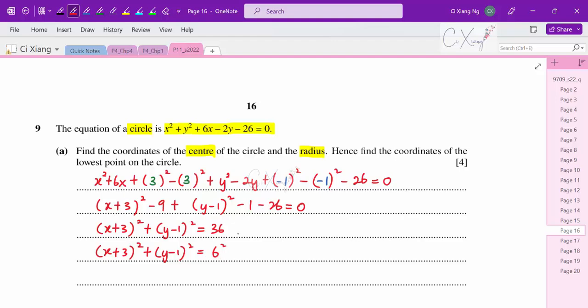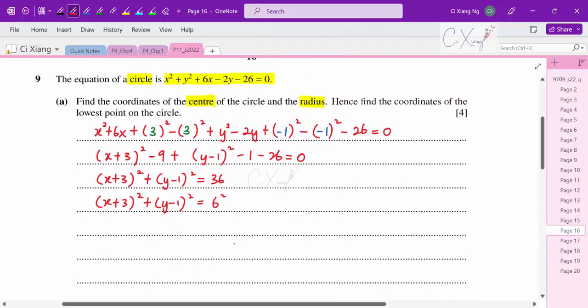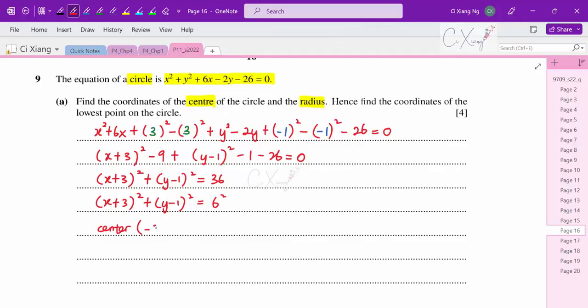So according to the definition of the standard equation for a circle, your center can be taken from here, where the x coordinate should be negative 3 and the y coordinate should be 1. And this one is actually r squared. We see that our radius is 6. Okay, so I write out the answer. The center will be negative 3 and 1. Then the radius should equal 6. Okay, so we have answered the first part of the question already, where we wrote out the coordinates of the center and also the radius.